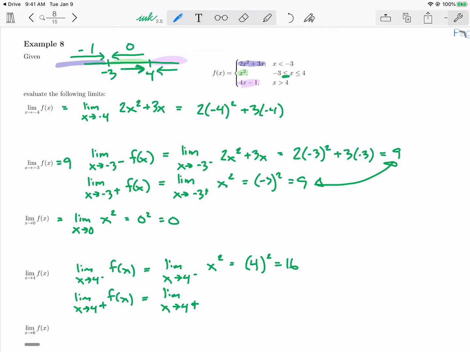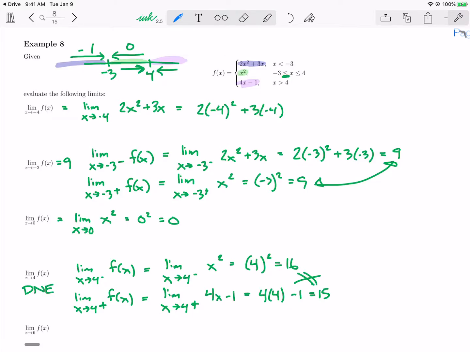4 from the right lives in that light purple space, that pink space, which is 4x minus 1, that bottom piece of the piecewise function. So now I've got 4 times 4 minus 1, which is 15. Since these do not equal each other, this limit as x goes to 4, the two-sided limit, does not exist.